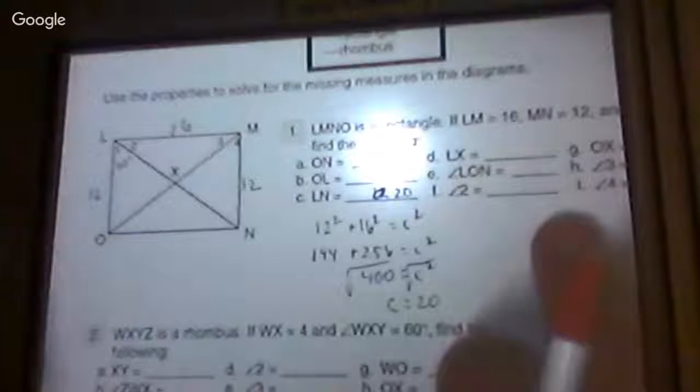And the 3 angles in a triangle add up to how much? 180 degrees. That is correct. So that's what you'll have to do to answer the rest of these.